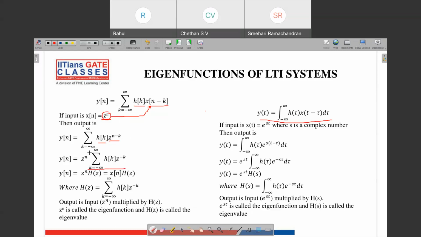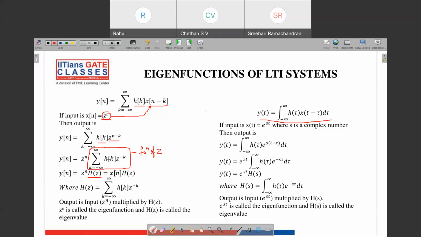Now, if you see this term here, this is independent of n, or I can say independent of time. This is dependent on something called k, and once you sum it over k, the k will go away, and then you will be left with z here only. So you can say this complete thing is a function of z. It is not a function of time, it is a function of z, and that's what we call h of z.